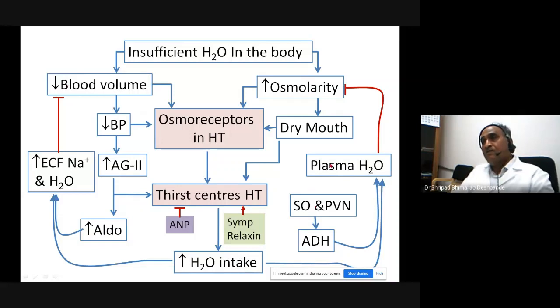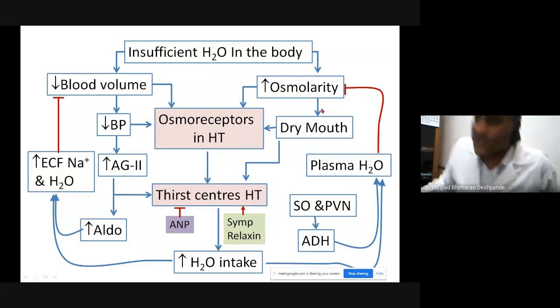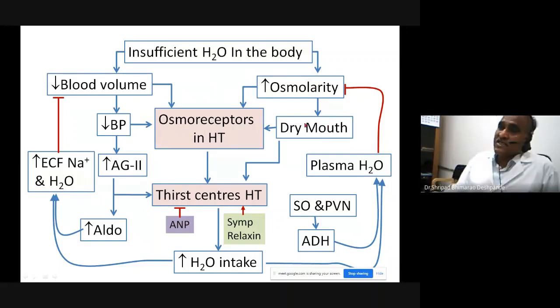Now coming back here, the increased water intake increases the plasma water content. If the water content is increased, then the increased plasma osmolality is now balanced. So that means that is stabilized. Once that is stabilized, the dryness of the mouth and all other cellular dehydration will be abolished, and suddenly you feel good. So that is one component.